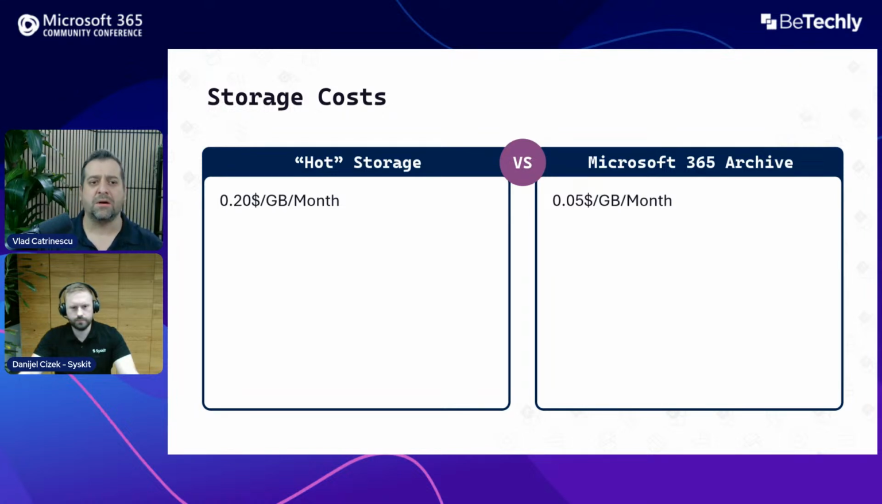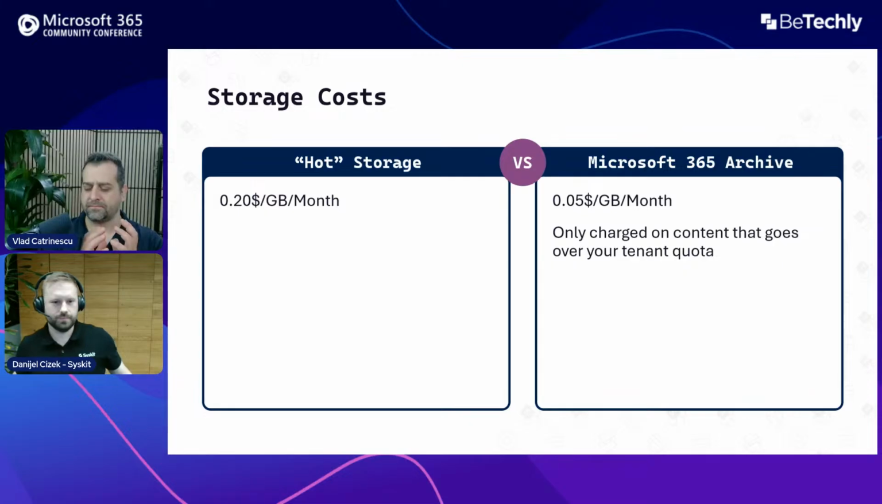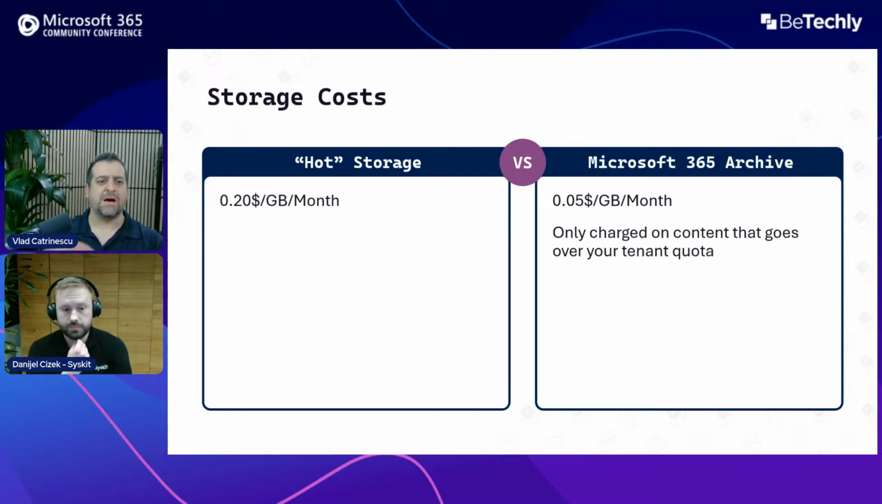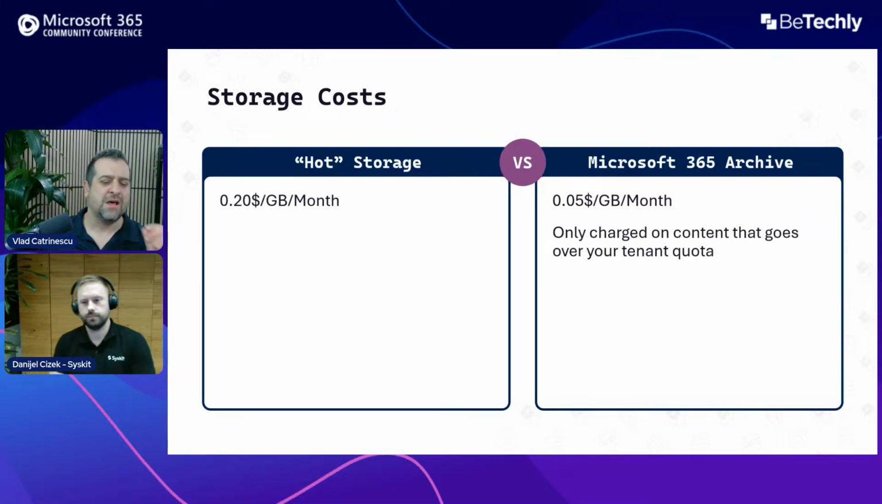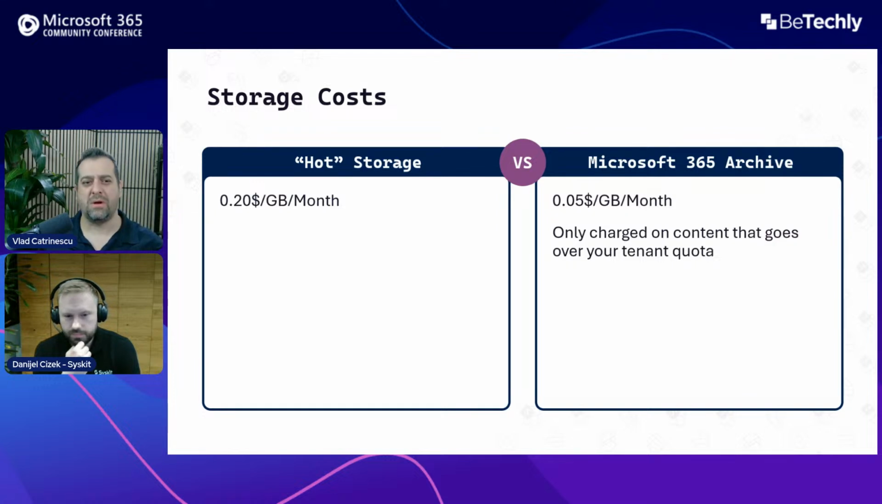And even better, you might tell me, okay, Vlad, but I don't have a storage problem yet. Well, Microsoft will only charge you on content that goes above your pooled SharePoint storage. So if ever you still have 1-2 terabytes to go until you hit that, well, even if you start putting stuff into archive today, you're not going to start paying until you hit that pooled storage quota. And when you do, it's going to be 5 cents, not 20 cents per gig per month.